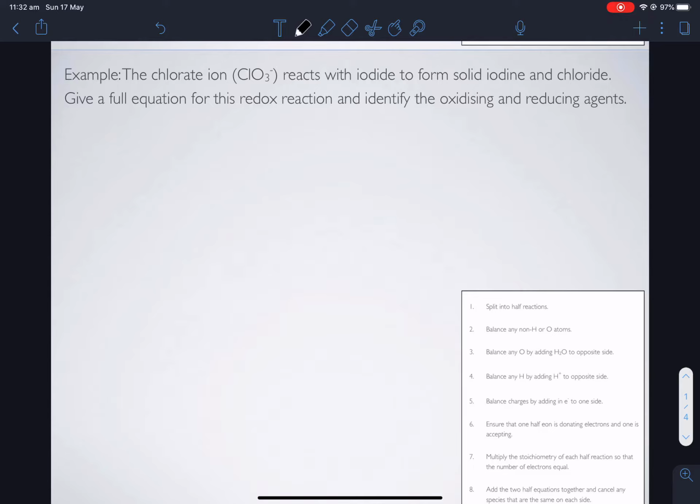Okay, let's pull out our 2 half reactions. I've got chlorate going to chloride. ClO3 minus, Cl minus, aqueous, aqueous. And what's the other part? Iodide going to iodine. Iodide, I minus, aqueous, going to iodine. Oh, it's a diatomic, I2, and it's solid at standard temperature and pressure.